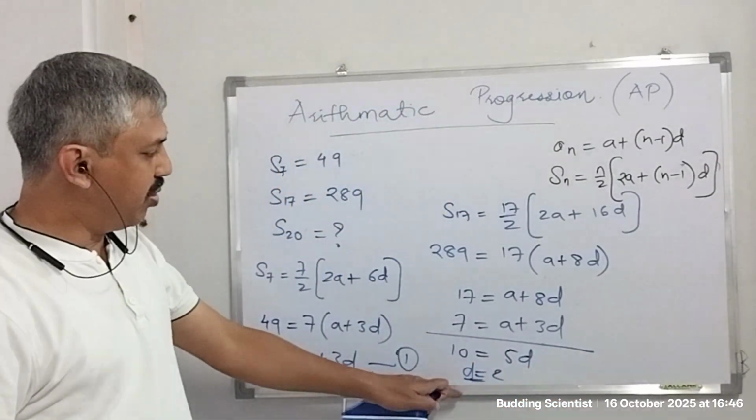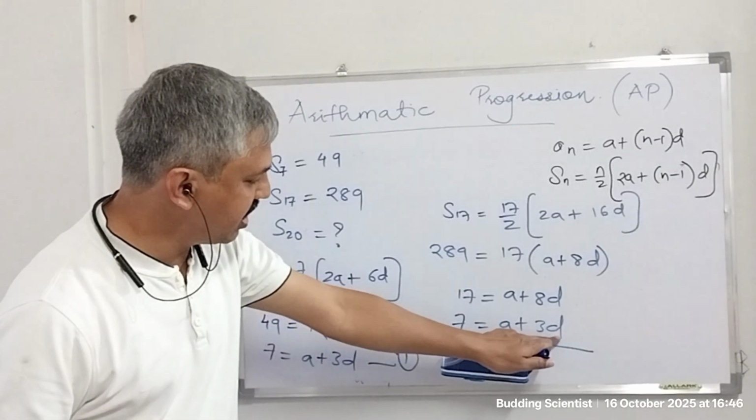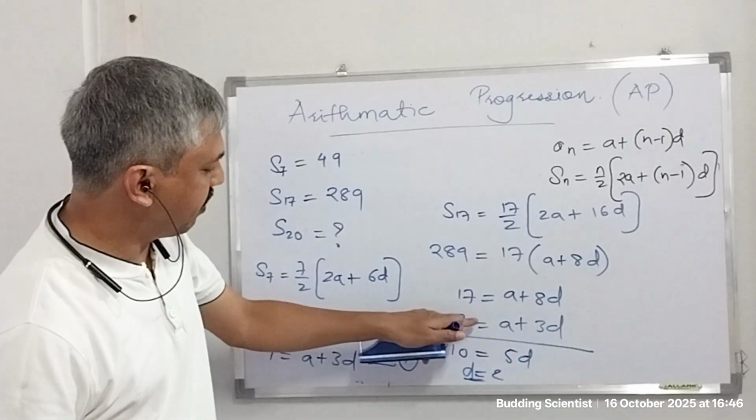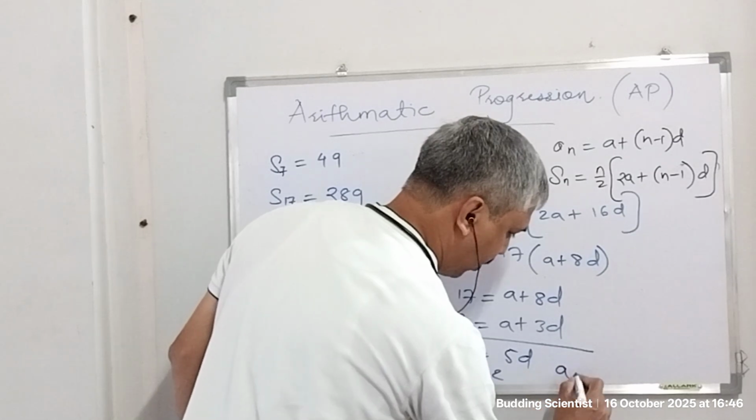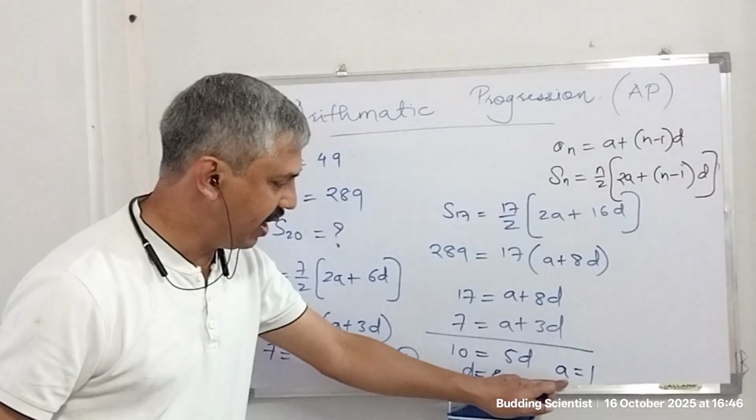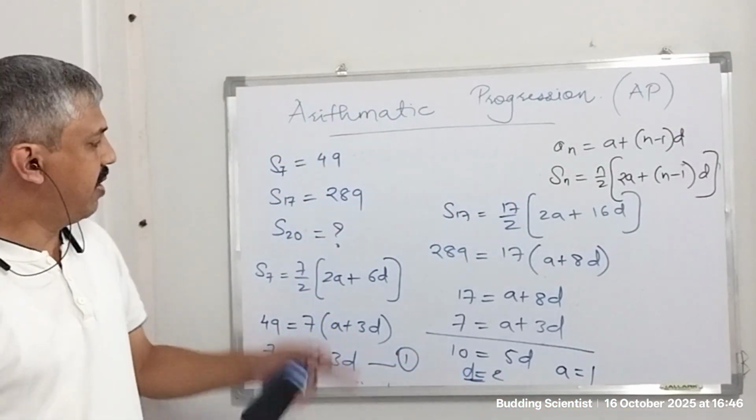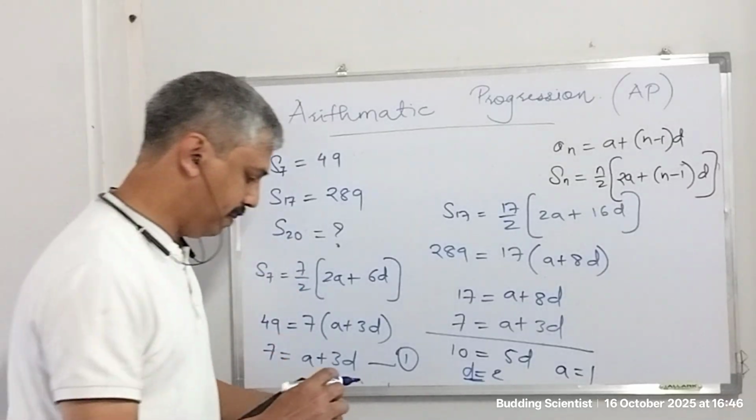So if I get d is equal to 2, I will put it here. 3 into 2 is 6. 7 minus 6 is a, so a is equal to 1. So I get the value of a, I get the value of d. Now I want the value of S20.